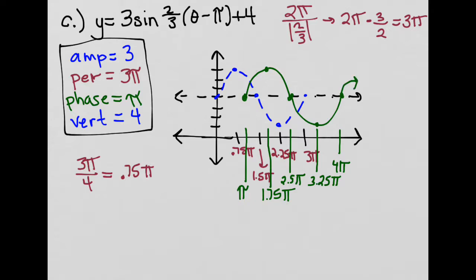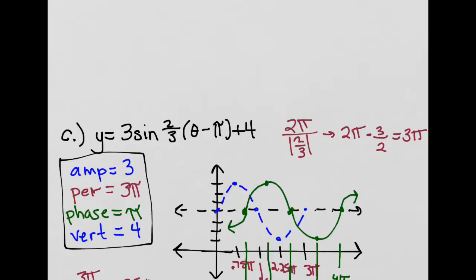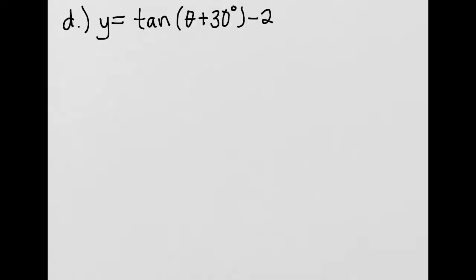And that's going to continue its pattern like so. So that green part is our graph. Okay, let's go ahead and do one more example. Actually, we're going to do a tangent example.